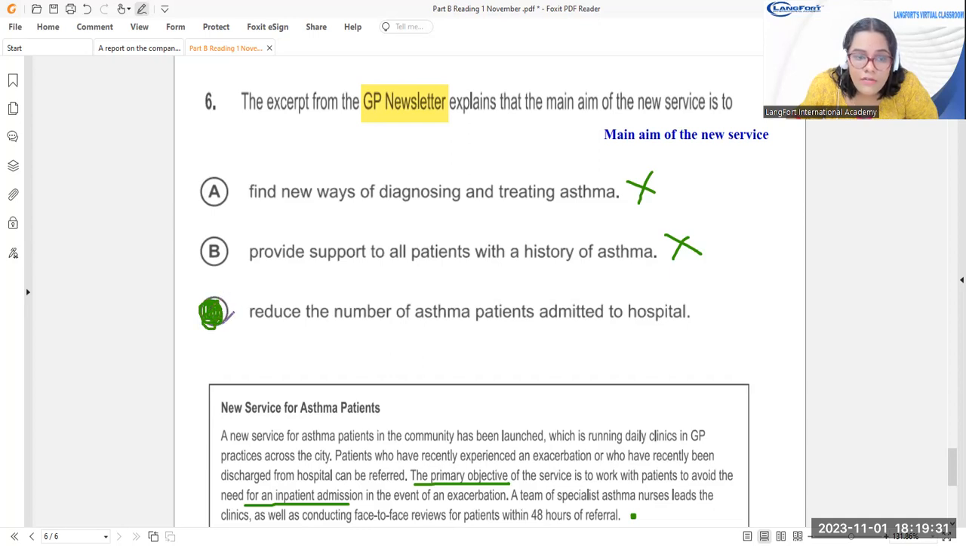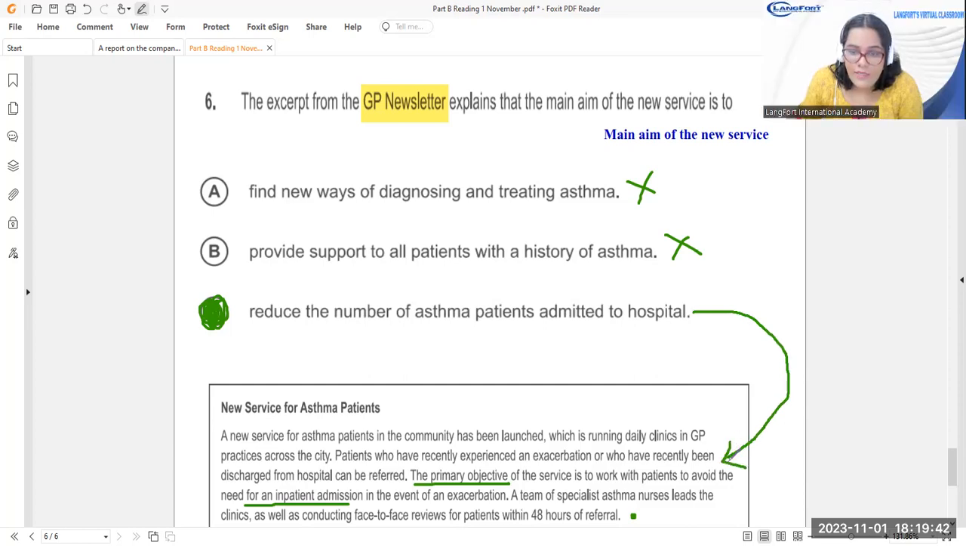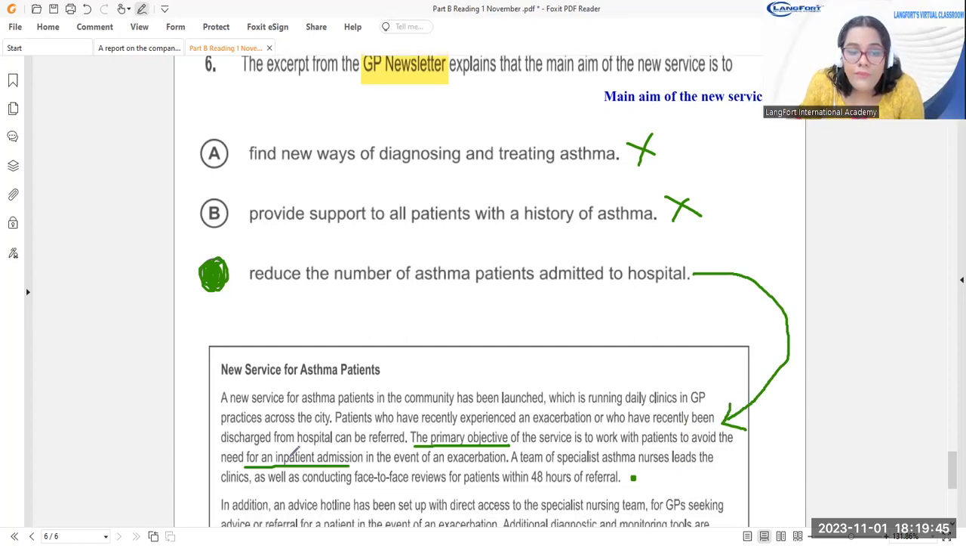Can you read that out loud? The excerpt from the GP newsletter explained that the main aim of the new service is to reduce the number of asthma patients admitted to hospital. See, that's exactly what is given here. The primary objective is to avoid the need for an inpatient admission. So that's what admitted to hospital means. We got our answer. Okay, so that's what it is.